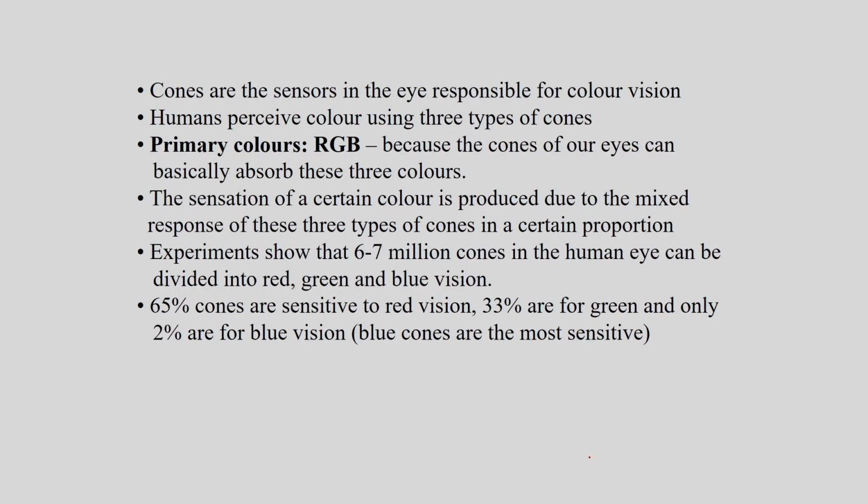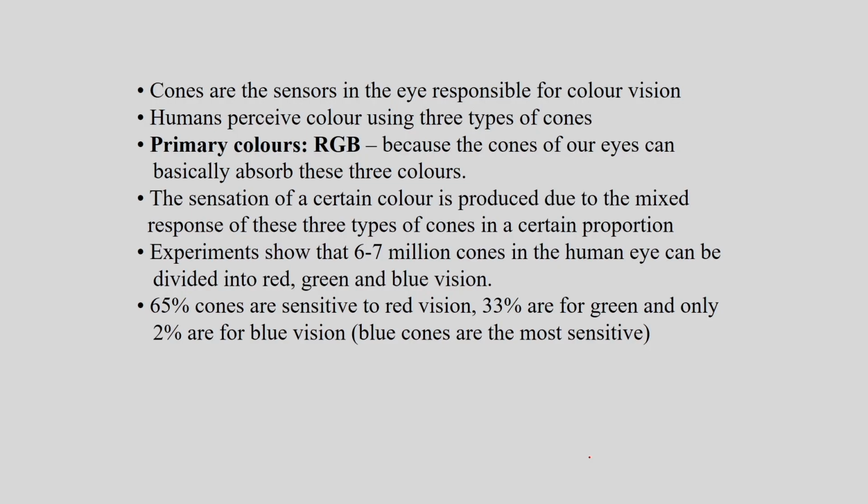And what about the other colors? Suppose I consider another color. The sensation of a certain color is produced due to the mixed response of these primary cones in certain proportion. What are the primary cones? The primary cones are R, G, B.